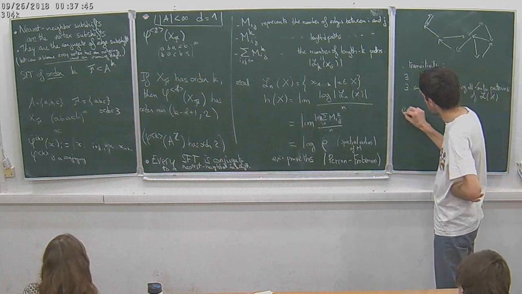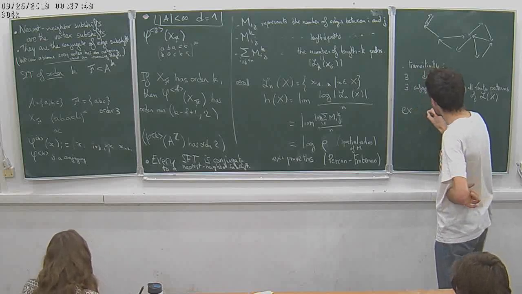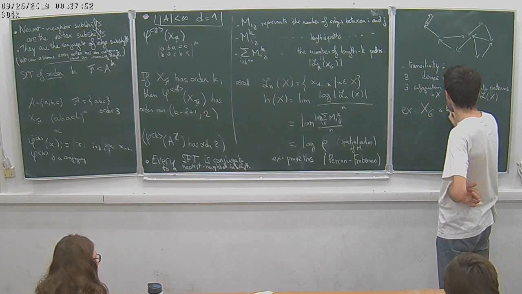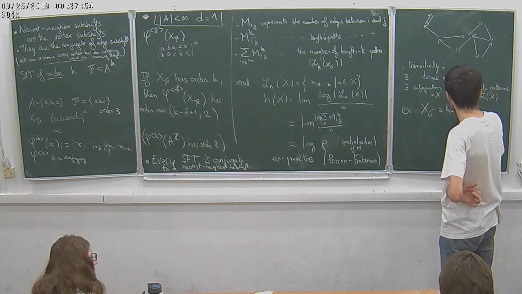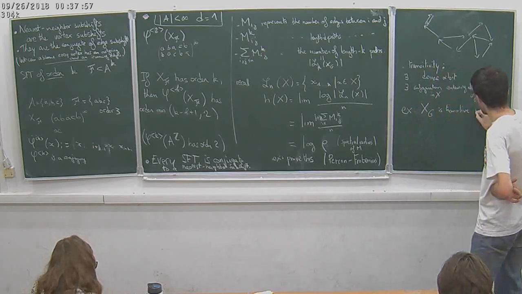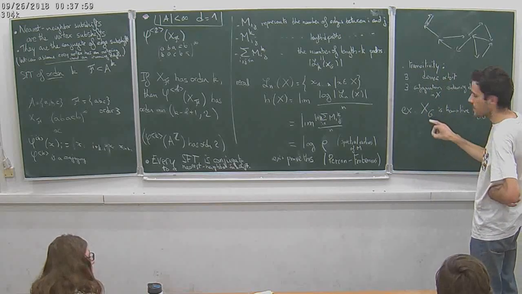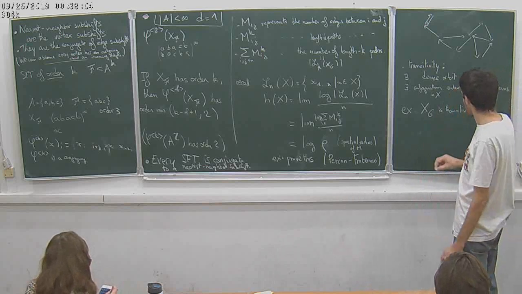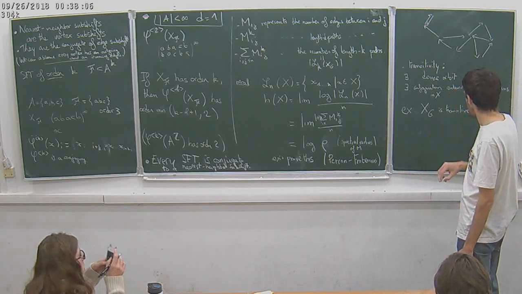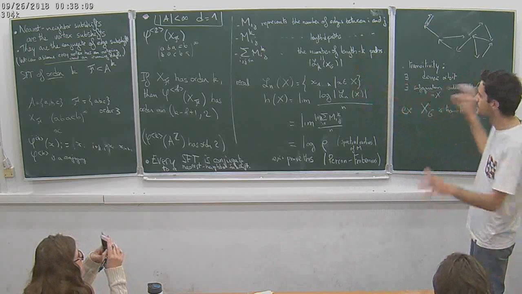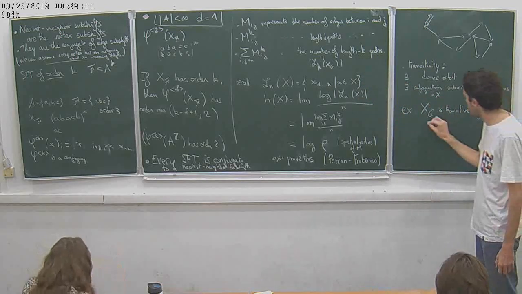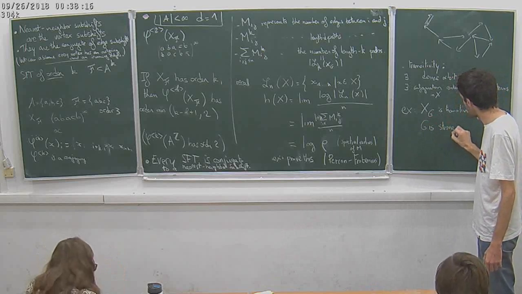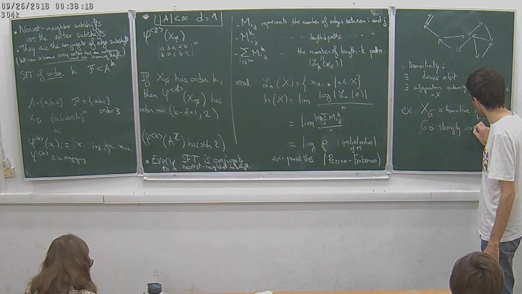Another exercise. X, G is transitive if and only if, so here I suppose that we are in Z, it's transitive if and only if G is strongly connected. What is the definition of strongly connected?